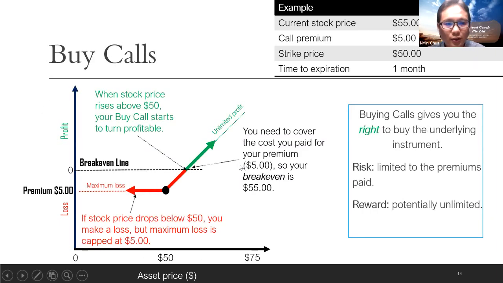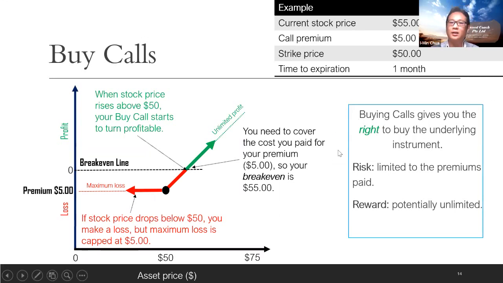Now, let me introduce you to this thing called the call option. Call. So again, all these are technical terms, not because I call them technical terms. Call option. What's the call? The call gives you the right to buy the underlying instrument. Buying the call gives you the right to buy the underlying instrument.